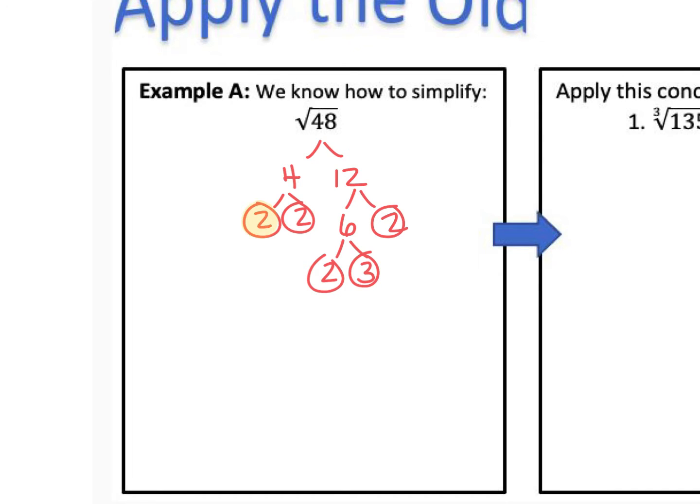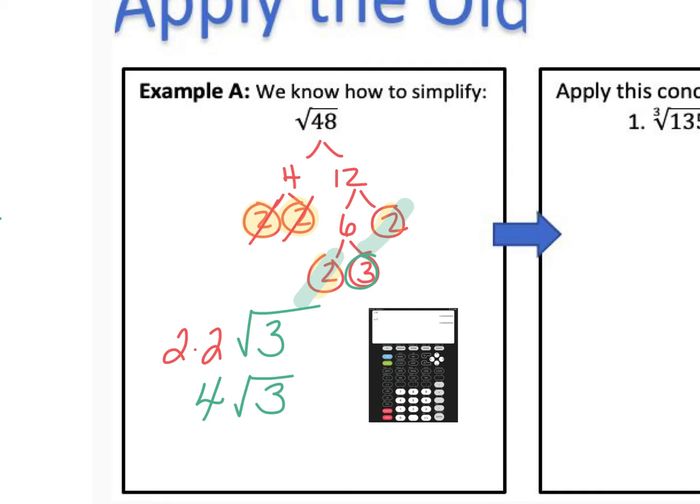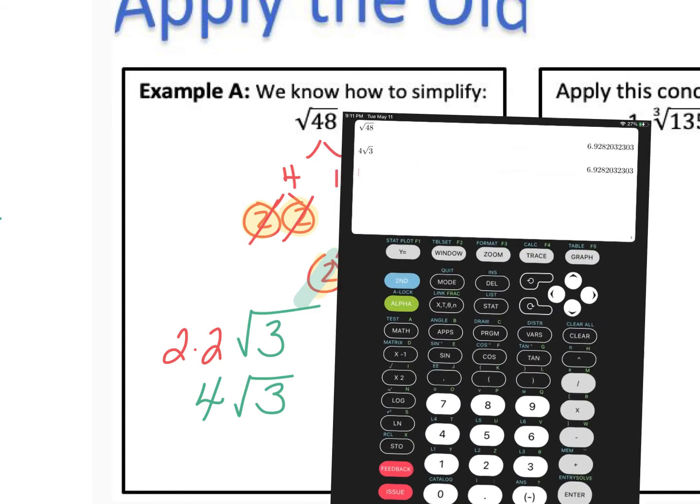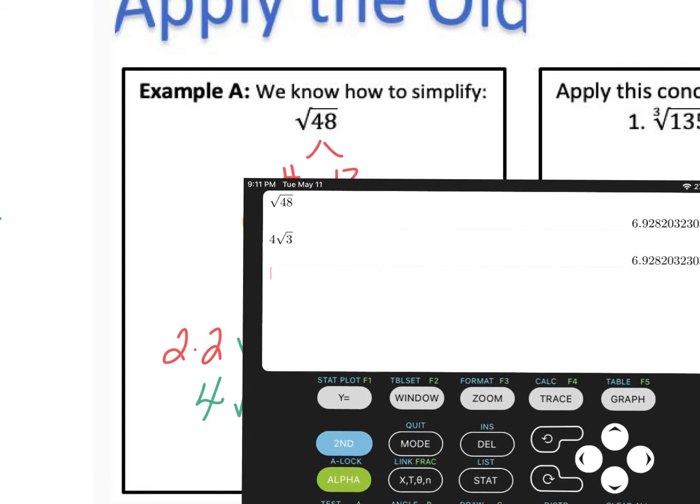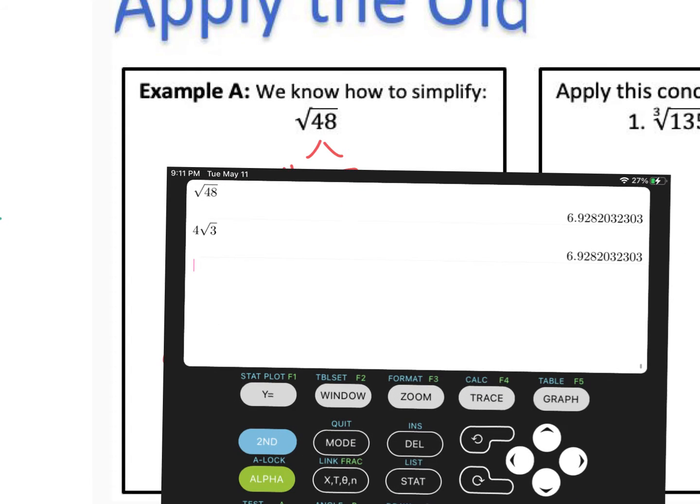And what we do is we look for pairs, because our index on our radical is 2. So since I have a pair of 2's, we bring the 2 on the outside. We look for another pair. I have another pair of 2's, so I would bring that out on the outside. And then I have this odd 3 left over, so that stays inside the radical. So I get 4 root 3. One of the things I always do then is I grab my calculator and I type in the original and the answer that I simplified it to, and I make sure that my decimals match. It's a good way to check and make sure that you're doing everything correctly.